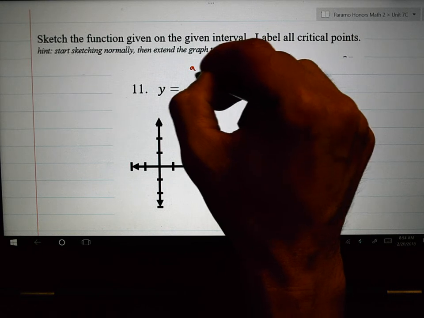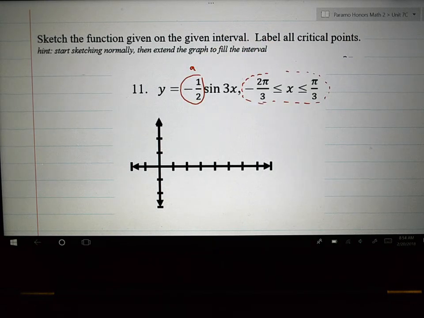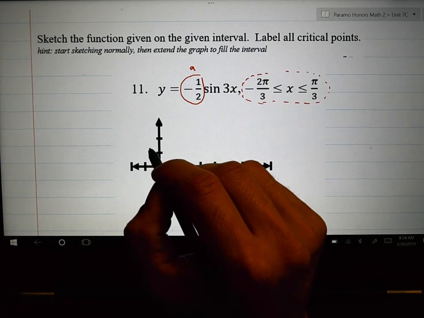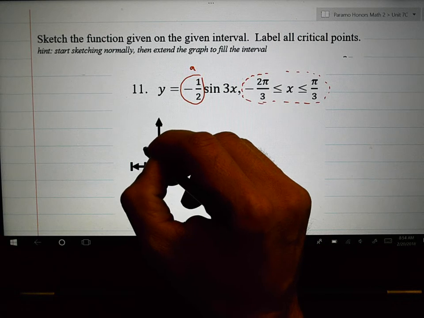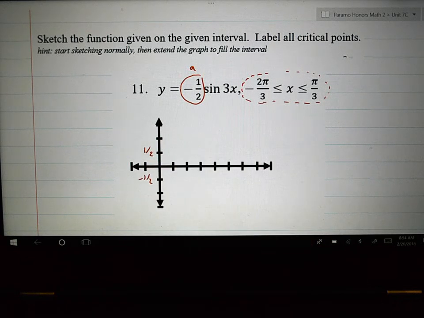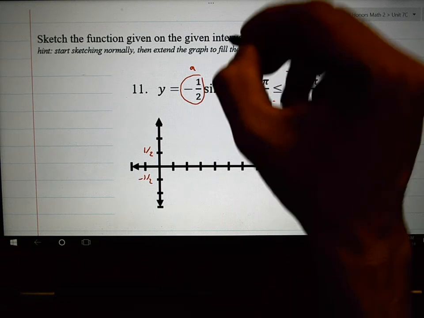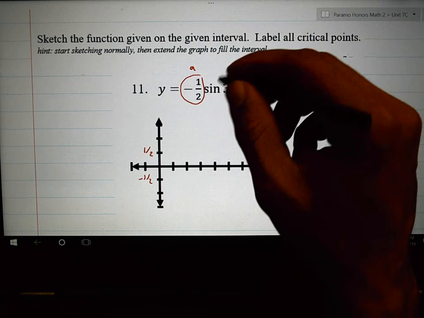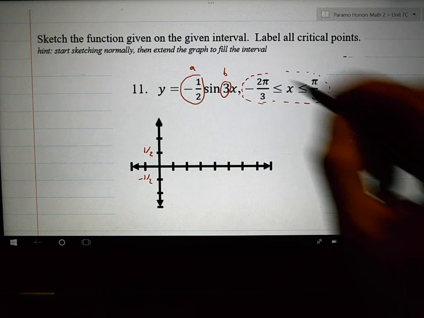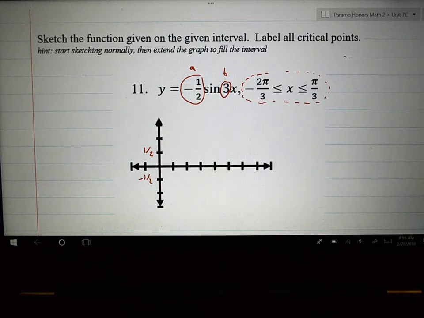But let's go ahead, and my A value lets me know what I should count by. What are you going to count by? Do you know what you're going to label this first line as? It's probably what I would do. I'd go 1/2 and negative 1/2. My B value is 3.